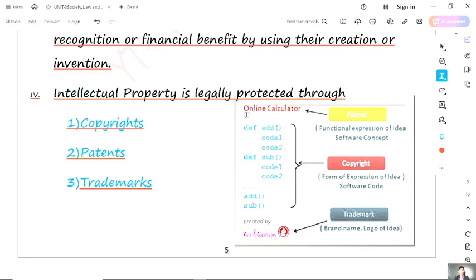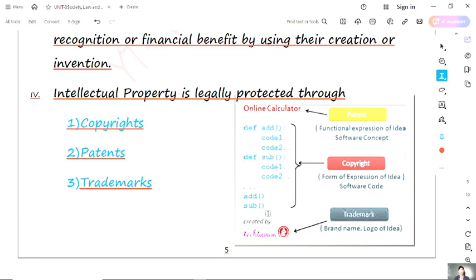I have taken an example of an online calculator. This is a patent, meaning the functional expression of an idea, a software concept. You have the patent of that software concept. If you are writing code for your idea, meaning you are expressing that idea, it is a copyright.